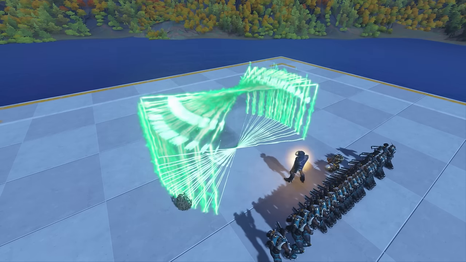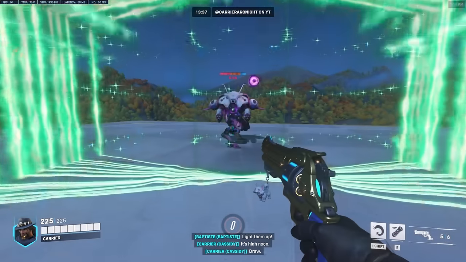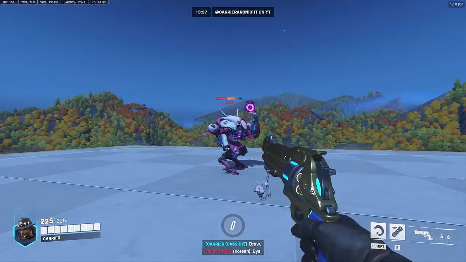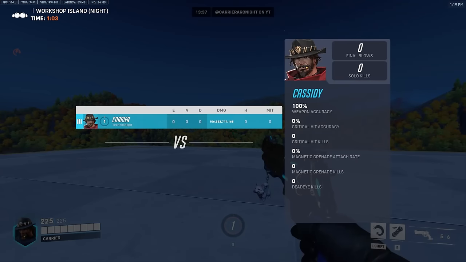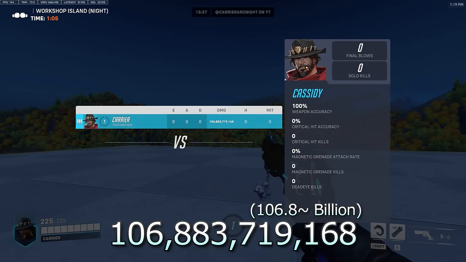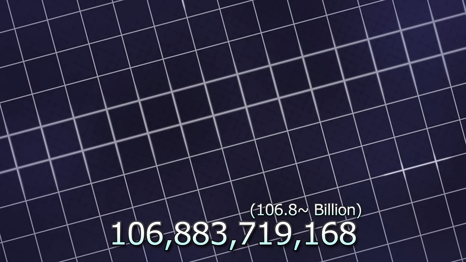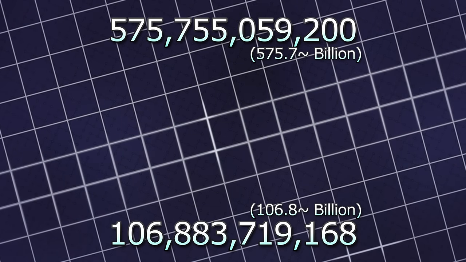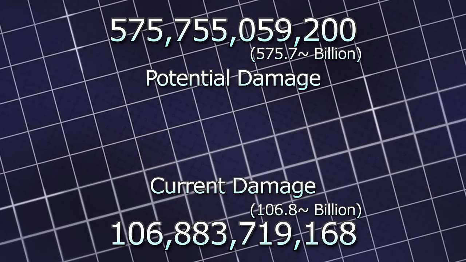Using all the methods mentioned earlier, as well as being accompanied by our new friends, our total goes up to about 106 billion. That's a good amount of damage, but that is only about 1/5 of the health of our D.Va. With this much health, we can do better than this.